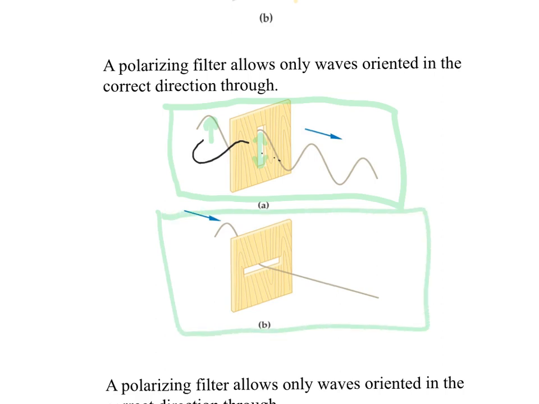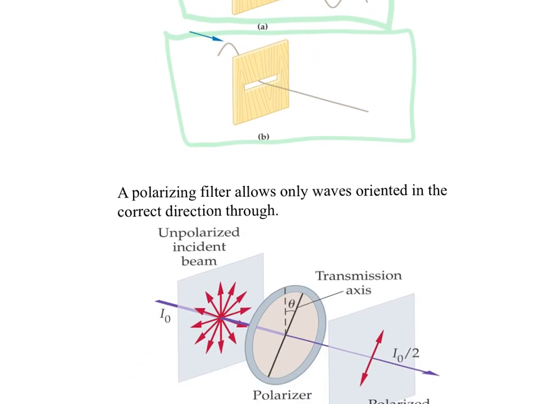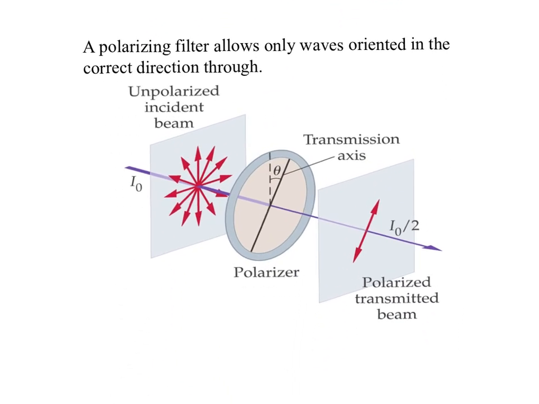So that's what a polarizing filter is. It only allows light that's oriented in the correct direction through. If you have an unpolarized incident beam and you send it through a polarizing filter, you only get some of the light out. You went from all of these different beams of light to just this one, which is oriented along the so-called transmission axis of your polarizing filter. You see polarizing filters a lot for cameras. You see them often for sunglasses.